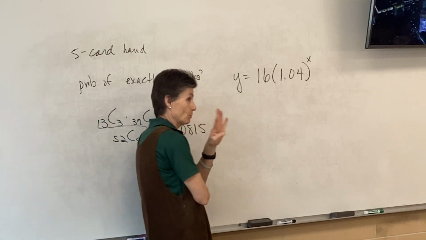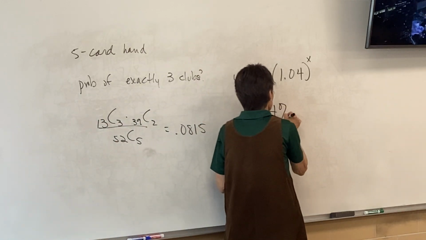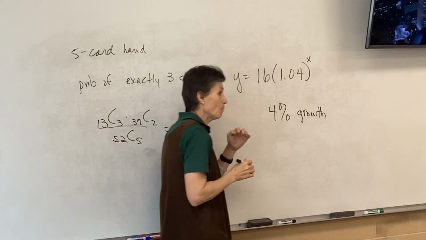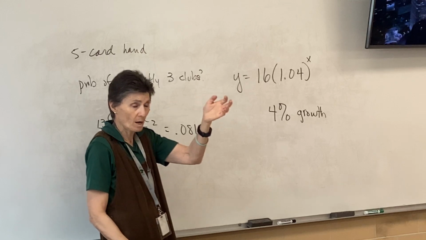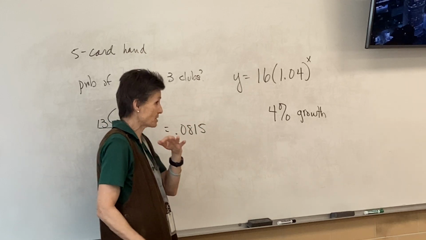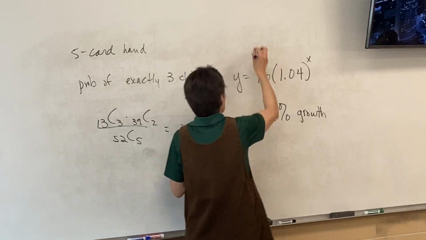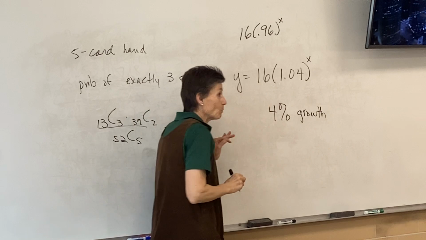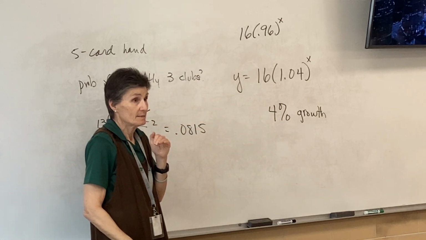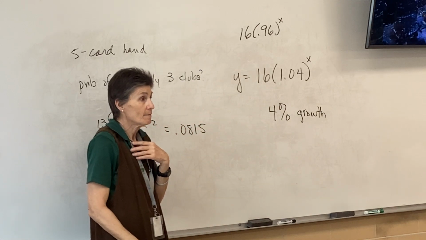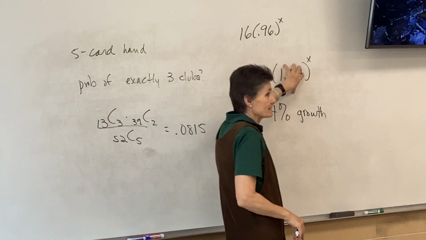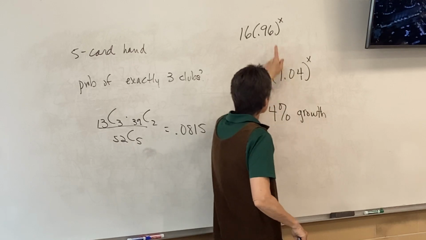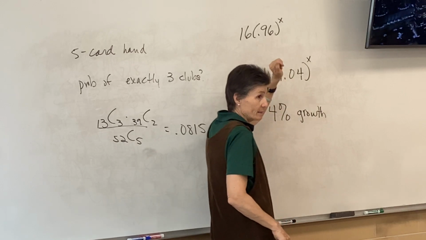What is the percent growth or decay? 4% growth. Because when you find your percent, it's how much more you are than 1 or how much less you are than 1. So if this problem had been this, that would be 4% decay. This actual number is never your percent. It's how much more than 1 it is or how much less than 1 it is.